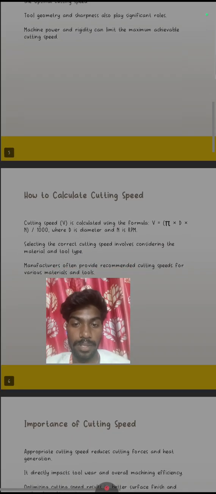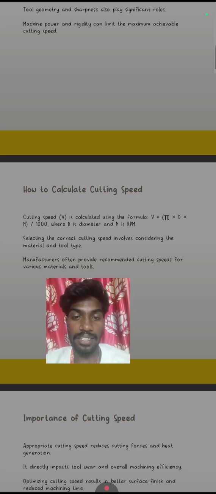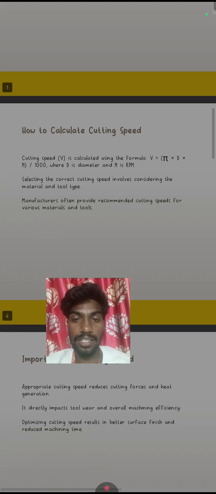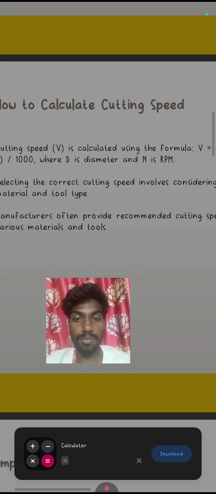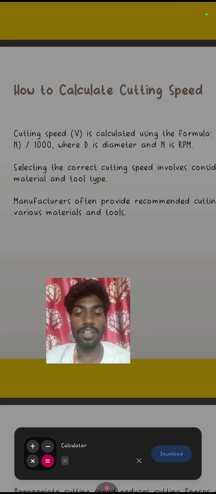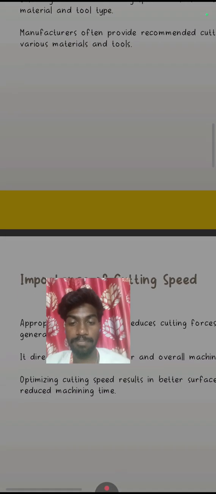How to calculate cutting speed? Cutting speed, denoted with V, is calculated using the formula V = πDN/1000, where we all know D is the diameter and N is the RPM. Selecting the correct cutting speed involves considering the material and tool type. Manufacturers often provide recommended cutting speeds for various materials and tools. Whenever we buy a machine or a tool, in the manual box they will give the suggested speeds.